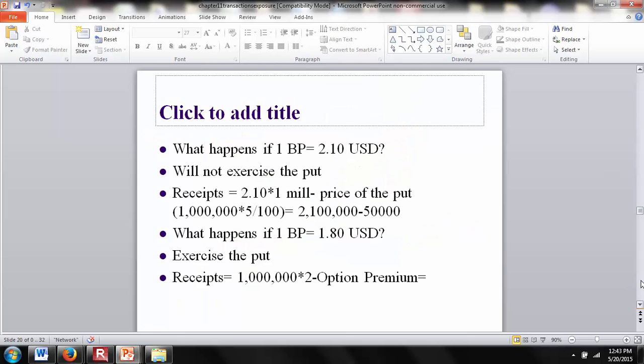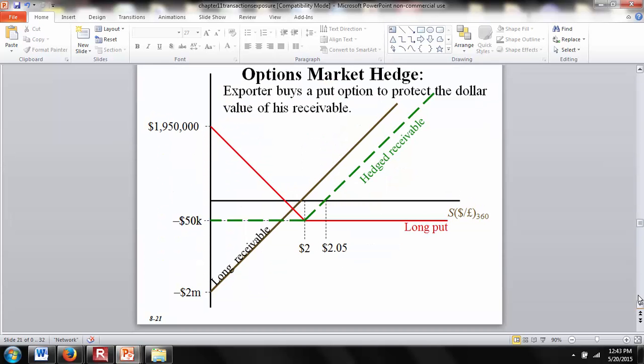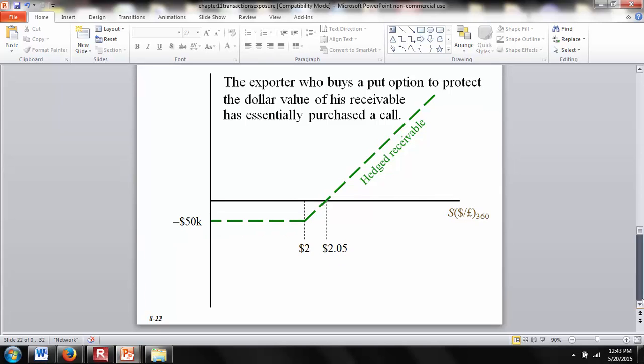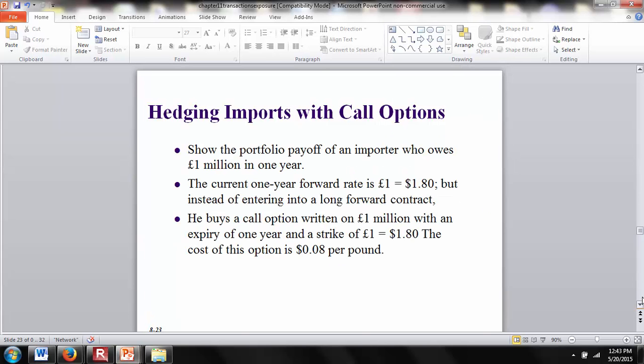So what we saw here is that we looked at three ways you can hedge your exports. Okay, the first is you can use a forward contract. The second is we talked about a money market hedge, and the third is we talked about the options contracts.